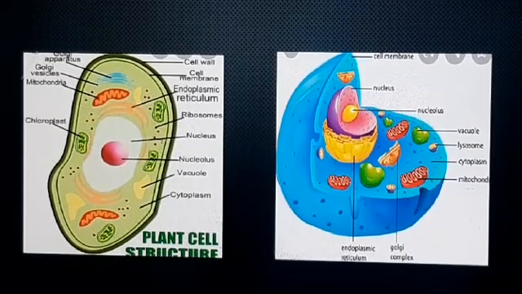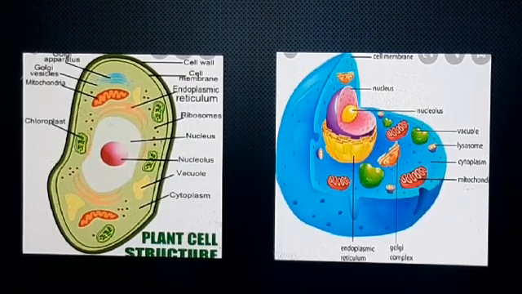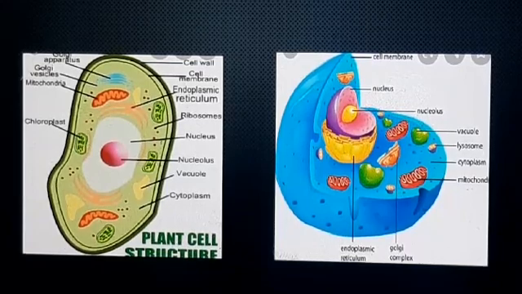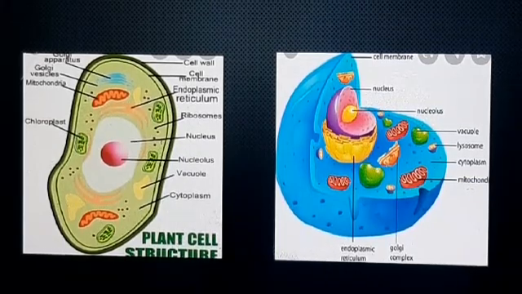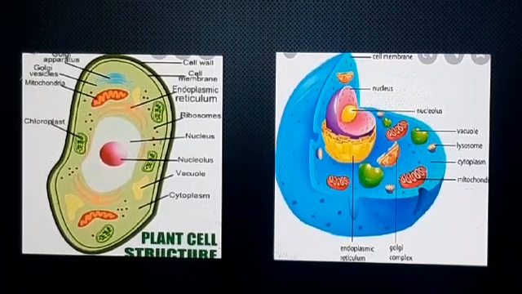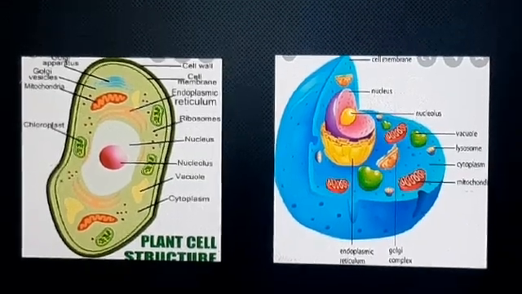Nucleus is considered to be the brain of the cell, and it controls all the activities which take place inside the cell. Most cells, or in general all cells, have only one nucleus, but in some cases some cells may have more than one nucleus, or some cells may not have any nucleus, like RBCs in human beings, which do not have any nucleus.